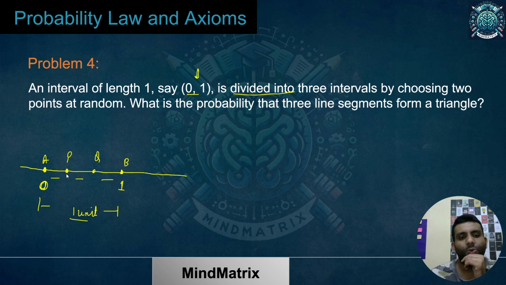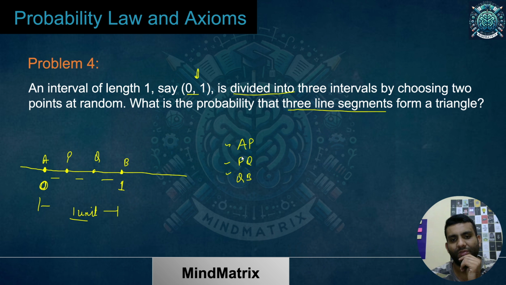So definitely we are getting some intervals, which are AP, PQ and QB. Now, what is the probability that the 3 line segments we have formed right now form a triangle? That AP, PQ, QB can make a triangle. What is the probability of that?